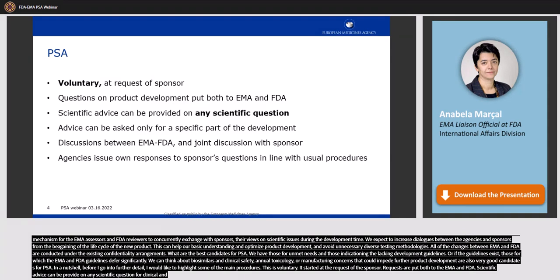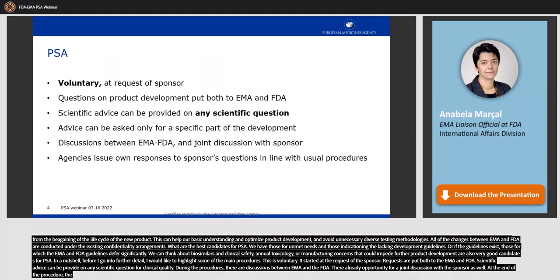During the procedures, there are discussions between EMA and FDA, and there will be an opportunity for a joint discussion with the sponsor as well. At the end of the procedure, the agencies issue their own responses to sponsors' questions in line with the usual procedures.